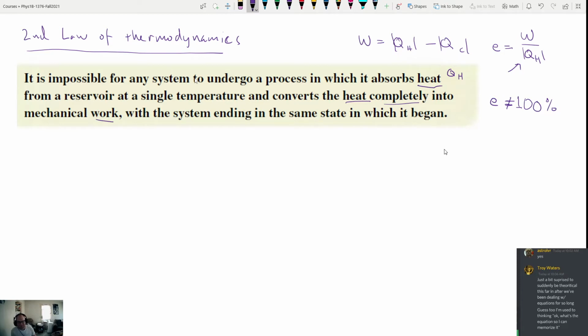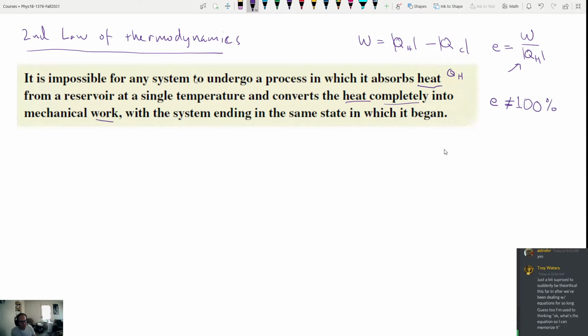In fact, there's been a lot of philosophical work done on the second law of thermodynamics. There's a whole field of philosophy of science where people look at stuff, and the second law is a popular one. What does this say? I'm used to thinking, okay, what's the equation so I can memorize it? Yeah, this one's more about having an understanding of what a heat engine is, having an understanding about what irreversibility means, and then putting those ideas together to make this statement.